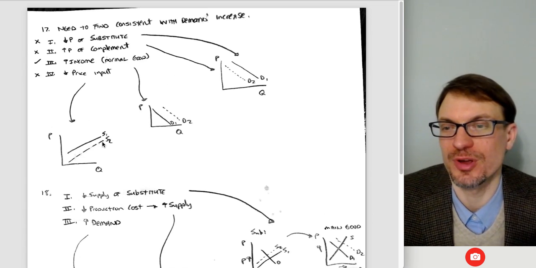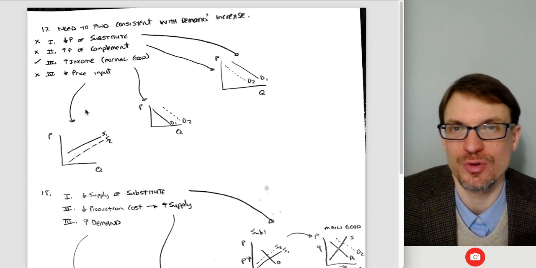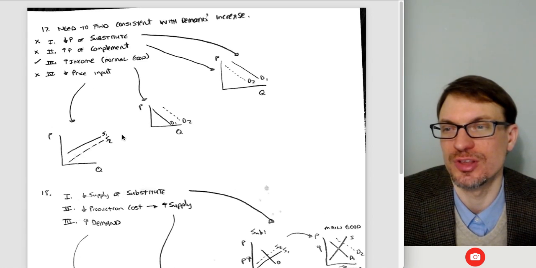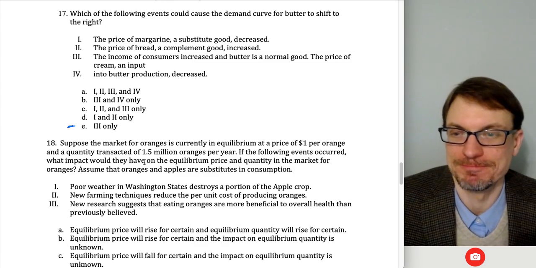What about a decrease in the price of an input? No, that's going to shift supply. That's like the technology question, the technology advance. So the right answer here is going to be whichever one corresponds to 3, and that was E.